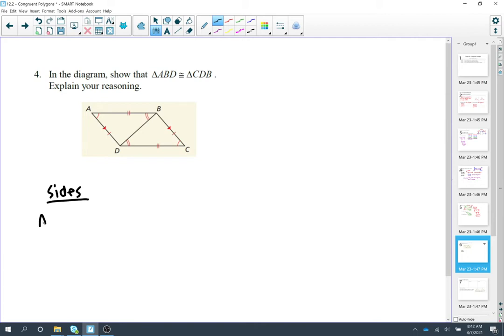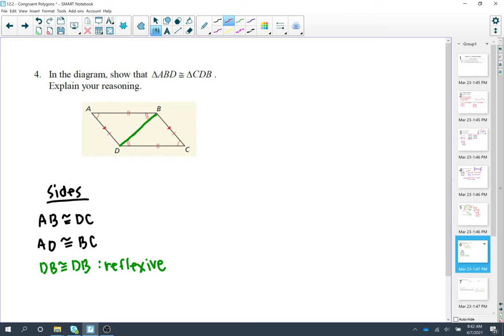If I look at my figure, I can say that AB is congruent to DC, and it's because they both have two tick marks. Then I can also say that AD is congruent to BC because they both have one tick mark. They are marked as congruent on the figure. Now, the last side is the side sitting right here, which is DB. So here I can say that DB is congruent to DB, and the reason is because it's the same line. So the same line has to be congruent to itself, and that property is called the reflexive property.